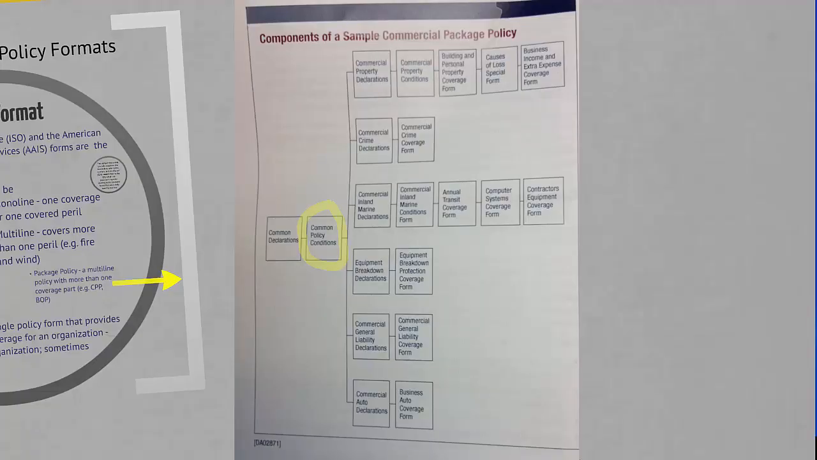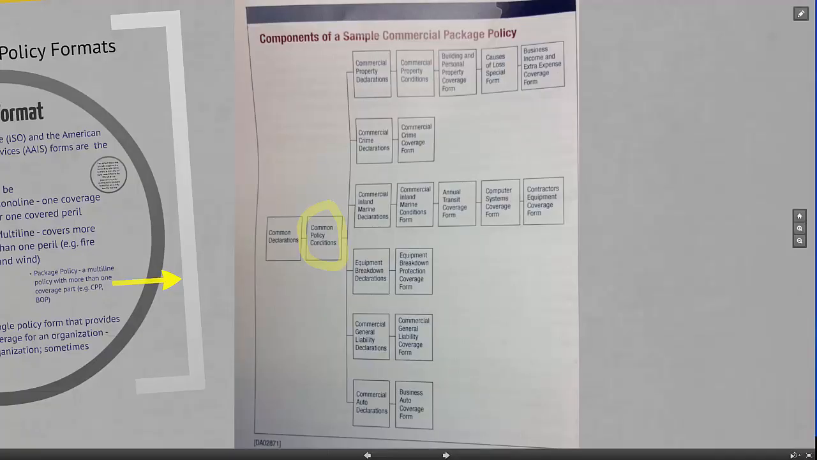Let's look back at our commercial package policy. I want you to look at all the different types of coverage that are in this policy. The commercial property policy, commercial crime, commercial inland marine, equipment breakdown, commercial general liability, and commercial auto. We'll be studying all of these during this course.